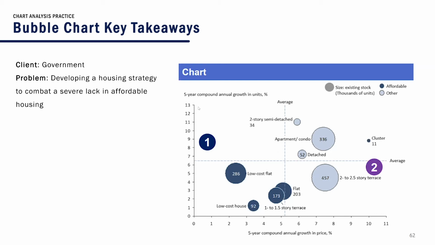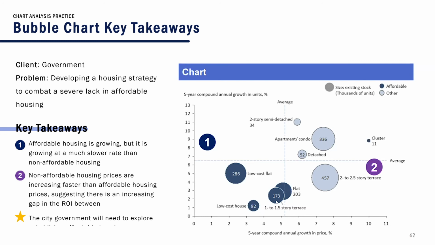Okay, so you look at this chart. This is basically telling you of all the different types of housing, what is the number of housing? Jadi itu bubble size-nya. Growth rate dari harganya berapa, dan growth rate dari segi unitnya berapa. Okay, kemudian if you see ada yang affordable dan ada yang other, immediately you can see 2 things, right?